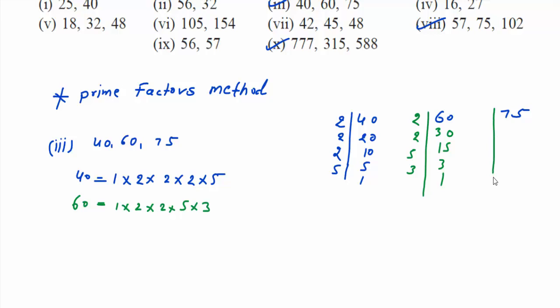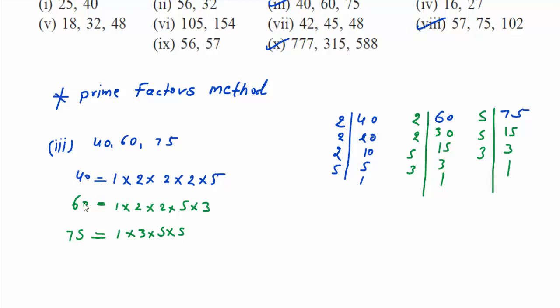Now come to the next part, the prime factor of 75. As you know that the unit place is 5, so always start from 5. 5 1s are 5, 5 5s are 25, then 5 3s are 15, then 3 is a prime number, 3 1s are 3. The final factor of 75, here we have to write down 75. So 1 multiply by 3 multiply by 5 multiply by 5. So this is the final factor of 40, 60 and 75.